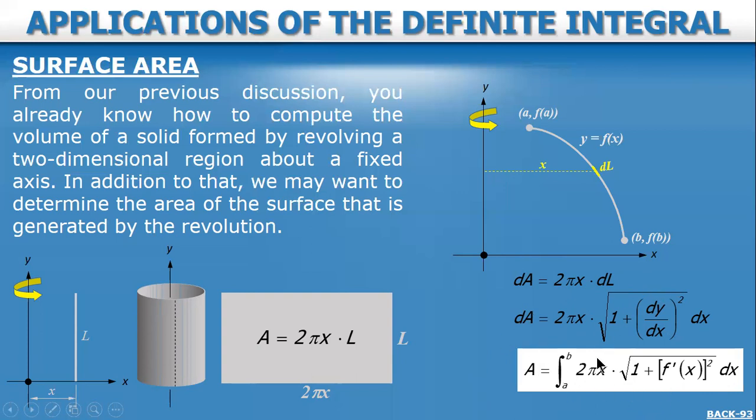Pwede ni siya o katong isa. F prime y dy niya c to d. Basta circumference times length. Okay. Sige.